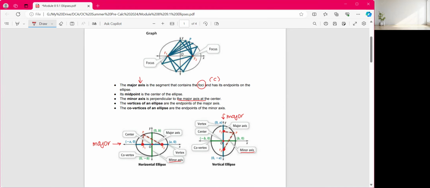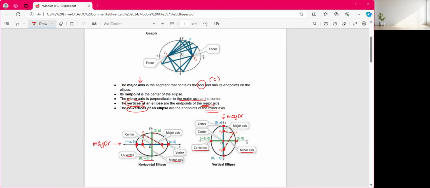And then we also have vertices and co-vertices. The vertices of an ellipse are on the major axis, so you can go find your vertices on your major axis, and then you can notice we've got co-vertices on the minor axis. Same thing here, these are vertices, and your minor axis has your co-vertices. And so the co-vertices are on the minor axis, okay? Co-vertices are not major, right? Vertices are major, on your major axis.